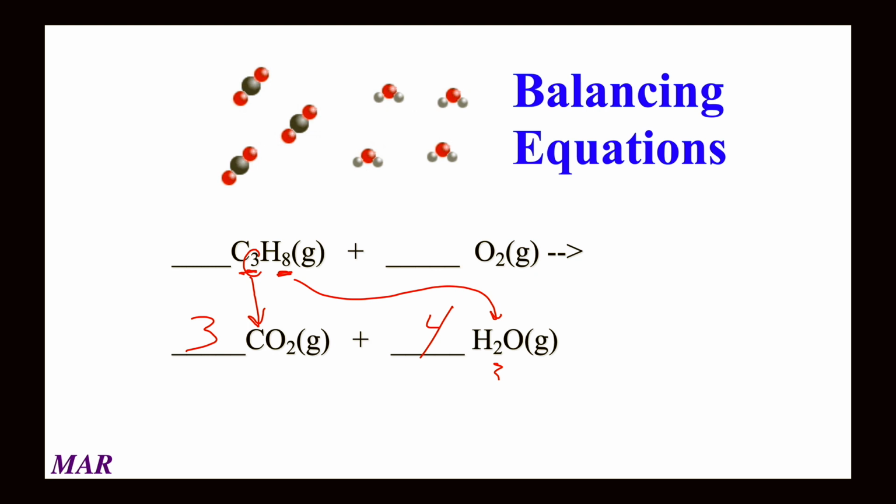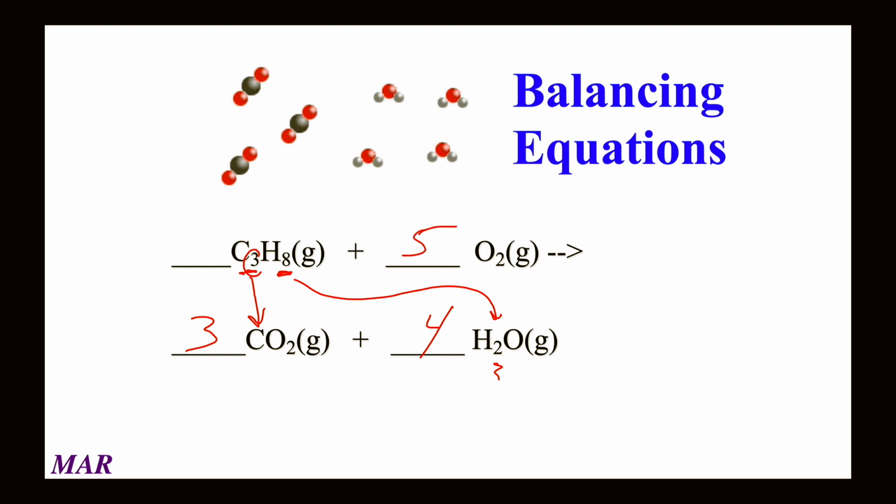The last thing I would balance would be the oxygen, because oxygen is all by itself, so I can manipulate that coefficient without messing up the other ones. And if you look at this long enough, you have 3 times 2, 6 oxygens from CO2, and 4 times 1, 4 oxygens from water. That would be 10 oxygens total. Because oxygen is a diatomic, I would put a 5 right there.